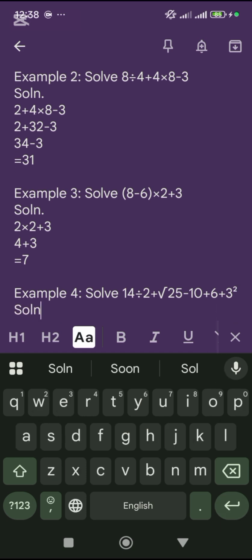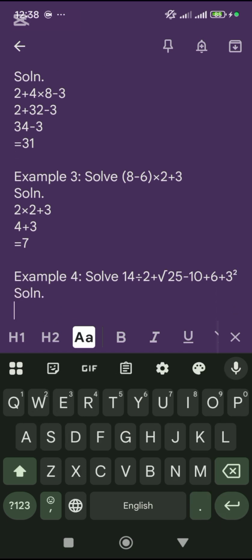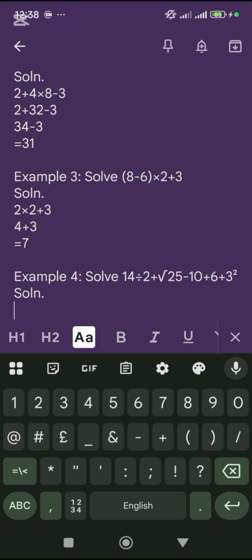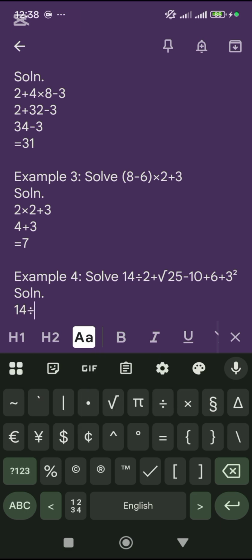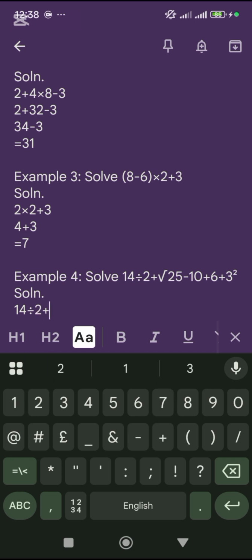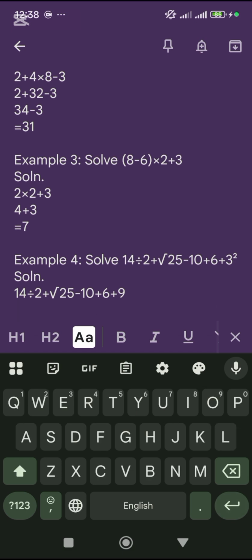Okay, solution. Now, according to this, we are going to do the orders first. The orders, and that is the one with squared. So we just write everything until we get to that point where there is square, and solve that. Plus the square root of 25 minus 10 plus 6. Now 3 squared simply means 3 times 3, and that will be 9.